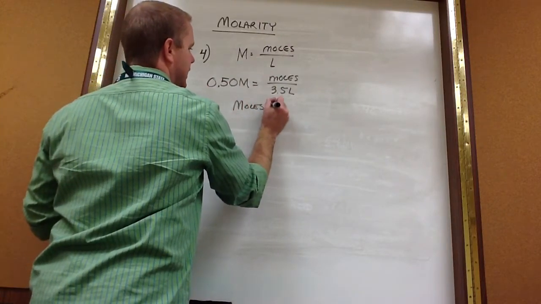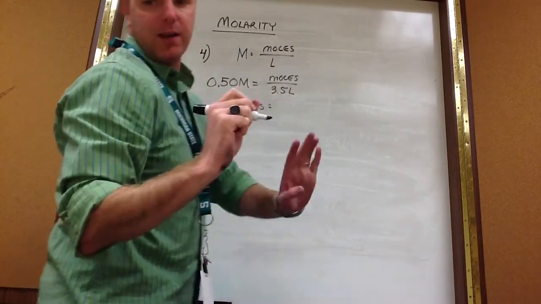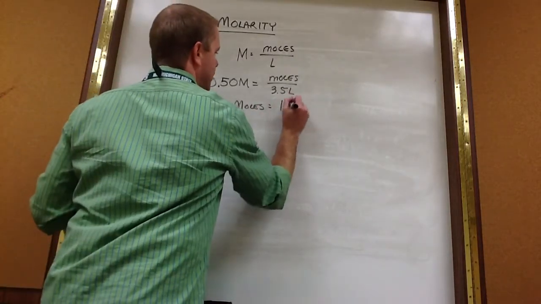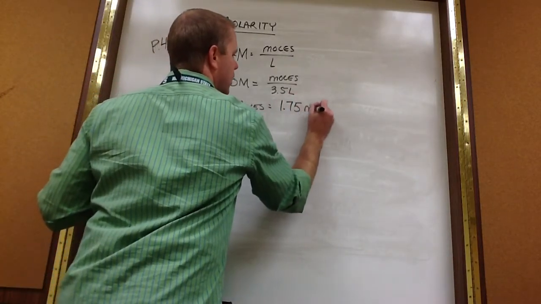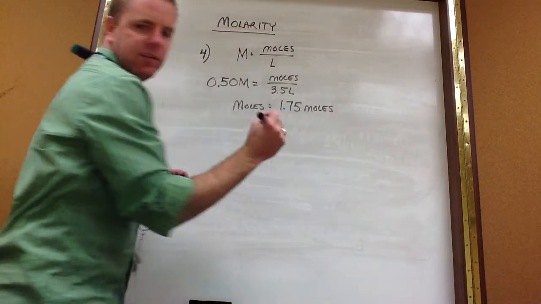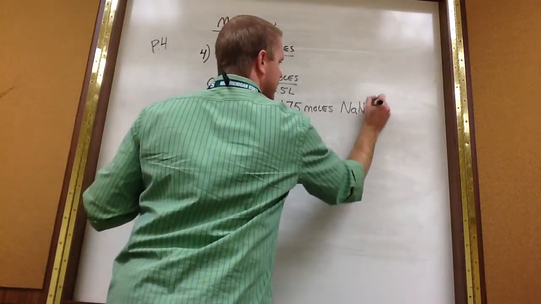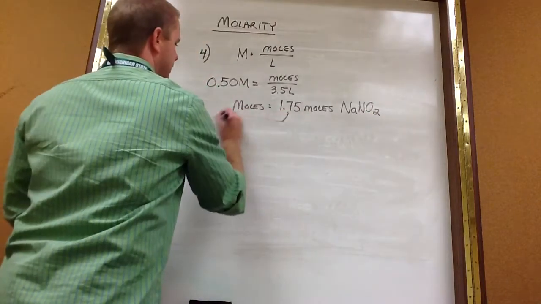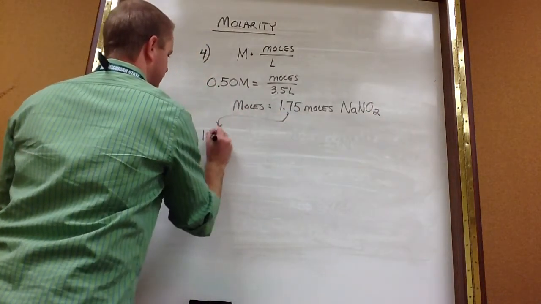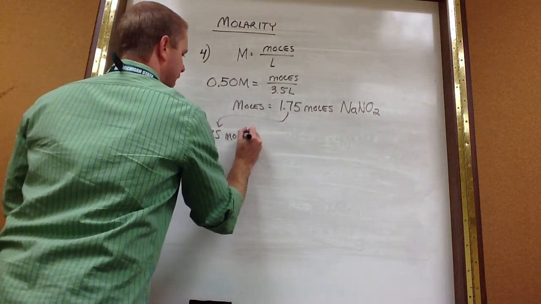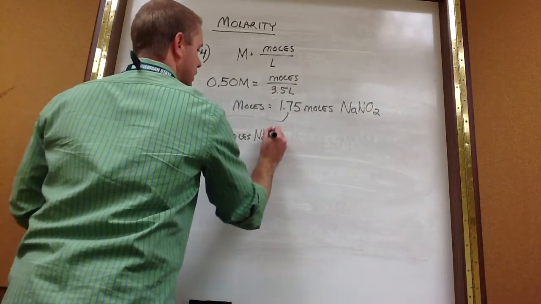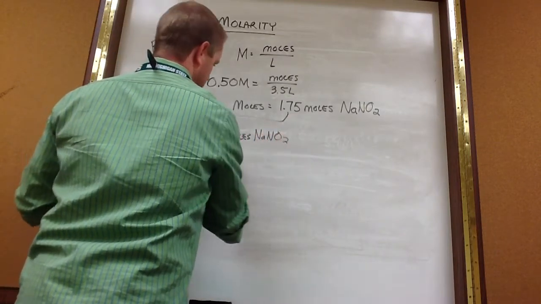For now, I'm not going to care about significant figures. I'll do it at the very end. So 1.75 moles, and what is that moles of? The substance here is NaNO2. Now we've got to take that 1.75 moles of NaNO2 and turn it into mass.